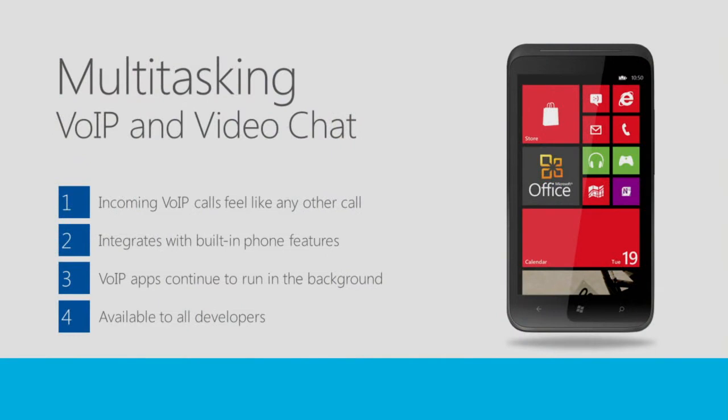We have also added several multitasking capabilities to Windows Phone 8. I'm going to talk about 2 in particular. First, we have deeply integrated VoIP and video chat. VoIP is voice over IP, and also video support deeply into our operating system. This means that a VoIP call feels just like a regular cell call. But what do I mean by that?